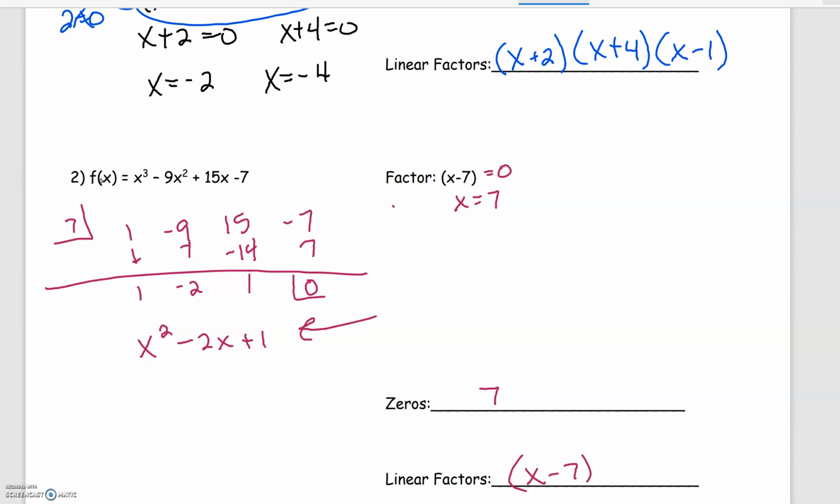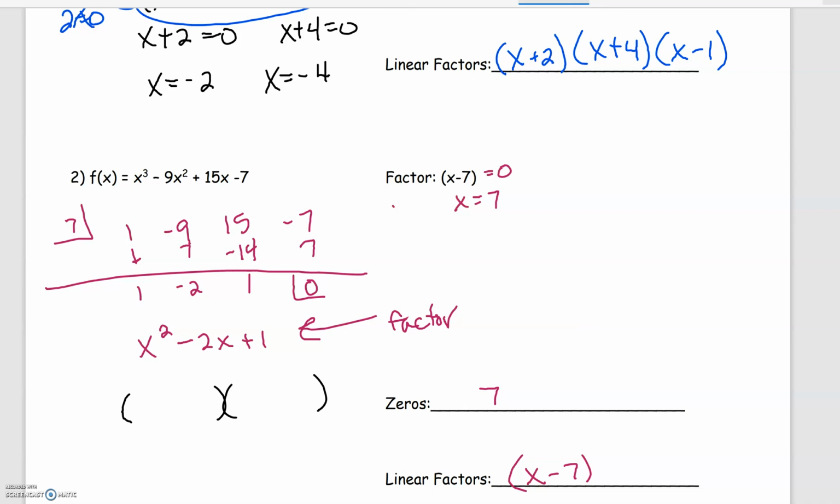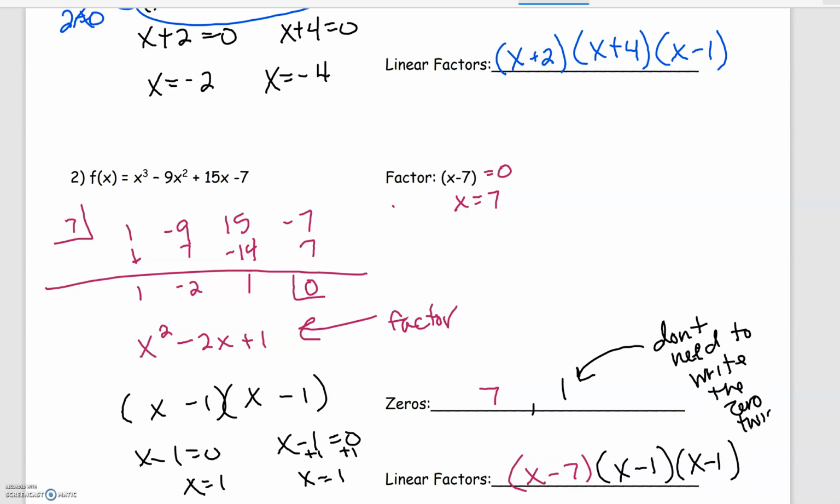And now we're going to factor. So factors of 1 that add to get -2 are -1 and -1. And so it's x minus 1 equals 0 and x minus 1 equals 0. So x equals 1 when we add 1 to both sides. And so we have 2 ones. You do not need to write the 0 twice, but you do need to write the factor.